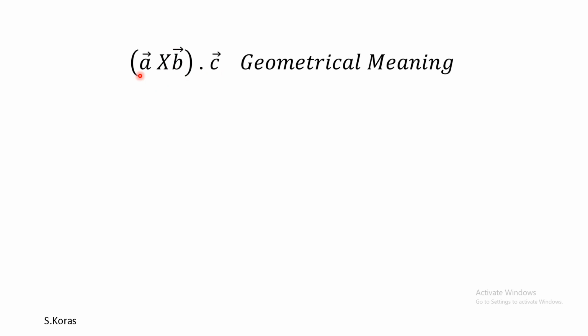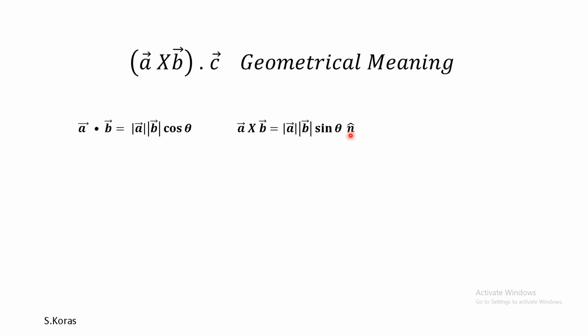Before finding the geometrical meaning of scalar triple product, first let us recollect what a vector dot b vector and a vector cross b vector are. We know a vector dot b vector is modulus of a vector, modulus of b vector, cos theta. This theta is nothing but the angle between a vector and b vector. And we know a vector cross b vector is modulus of a vector, modulus of b vector, sine theta, where theta is the angle between these two vectors.